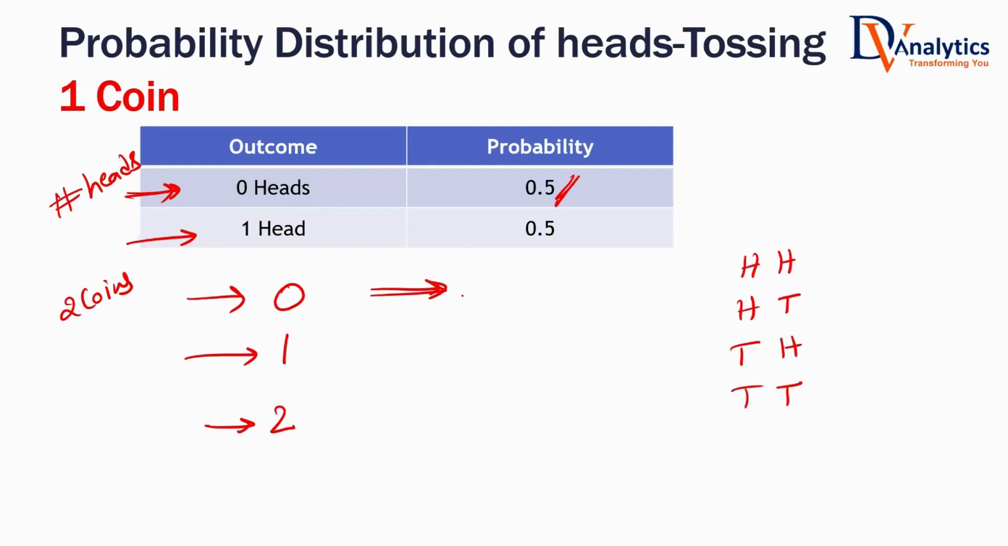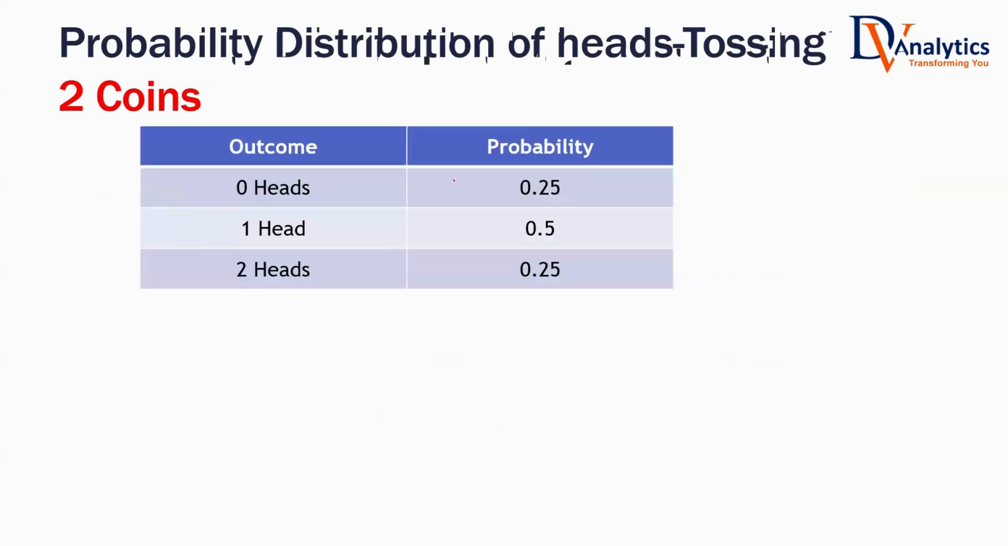Zero heads happened here, which is 1/4. One head happened twice, which is 2 by 4, that is 1/2. Two heads happens one by four, 1/4. This is the probability distribution of number of heads.